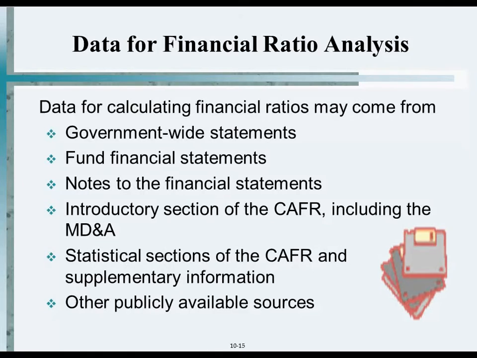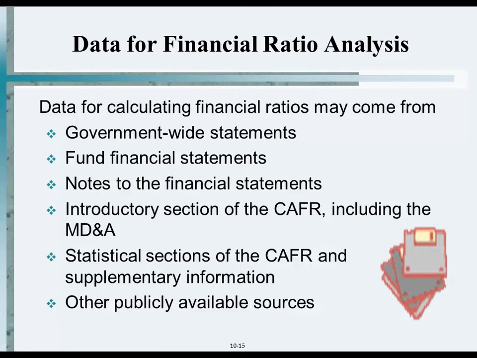So this is the data for calculating the financial ratios. This is where it comes from: the government-wide statements, the fund financial statements, the notes, the MD&A, the statistical sections, and other publicly available resources. Now what I'd like you to do is put a different hat on. You're going to put on the hat of an analyst who works for Moody's or Standard & Poor's. Now we're going to get into a more critical phase of how we do this.